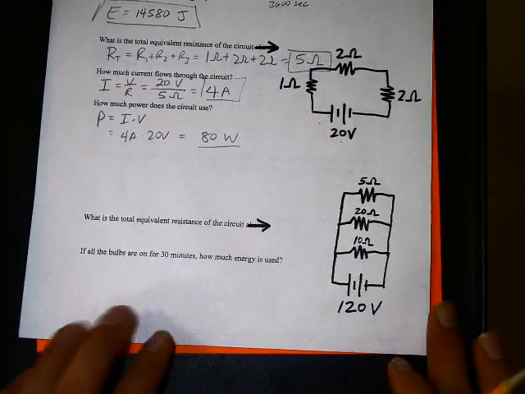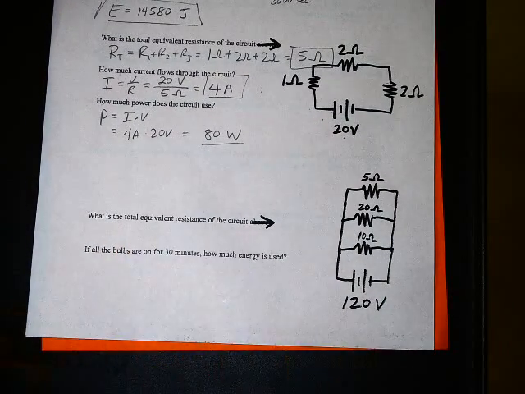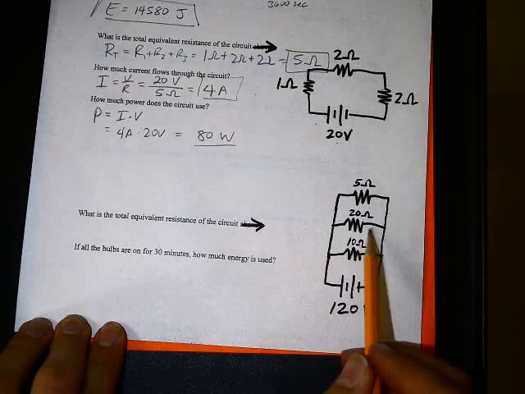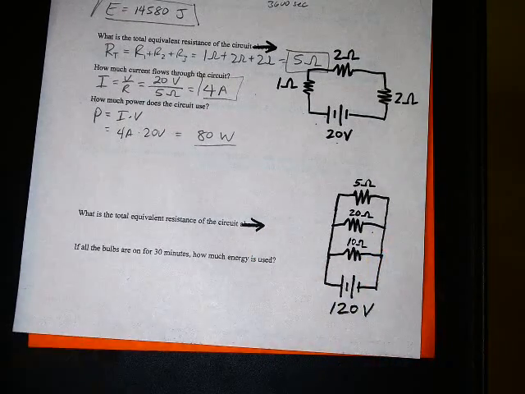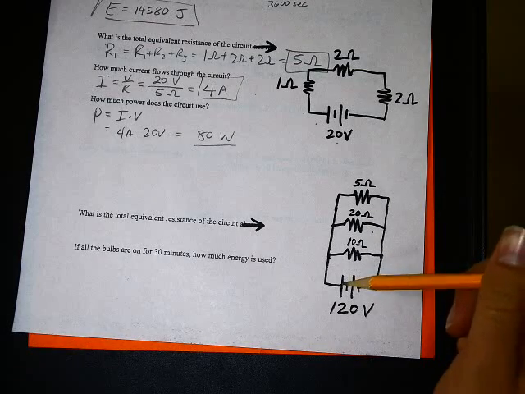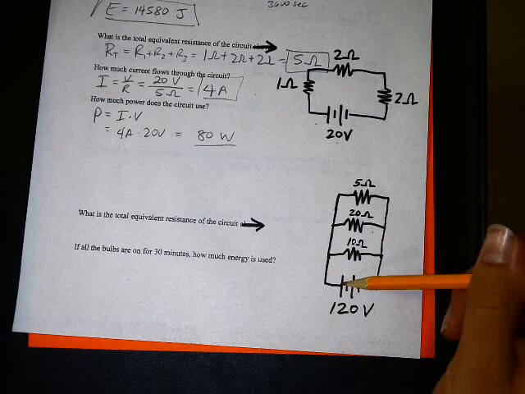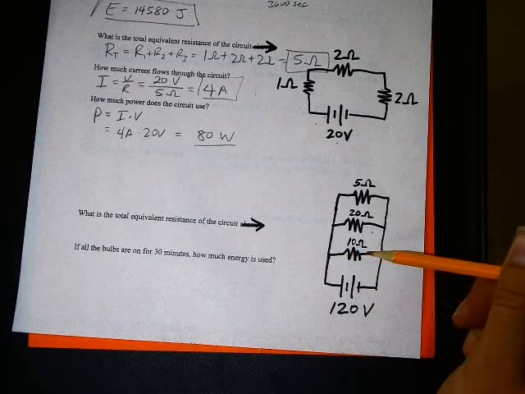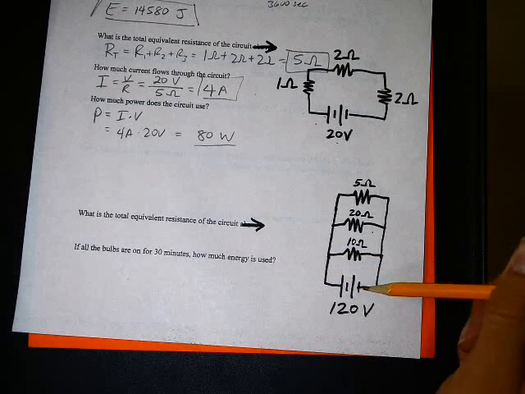Last one on this first page, what is the total equivalent resistance of this circuit? To the right, and this is a little bit different. This is not in series. If you notice, one way we can go through this battery, we can go through this light bulb, and hey look, we're done, we're back to the battery.